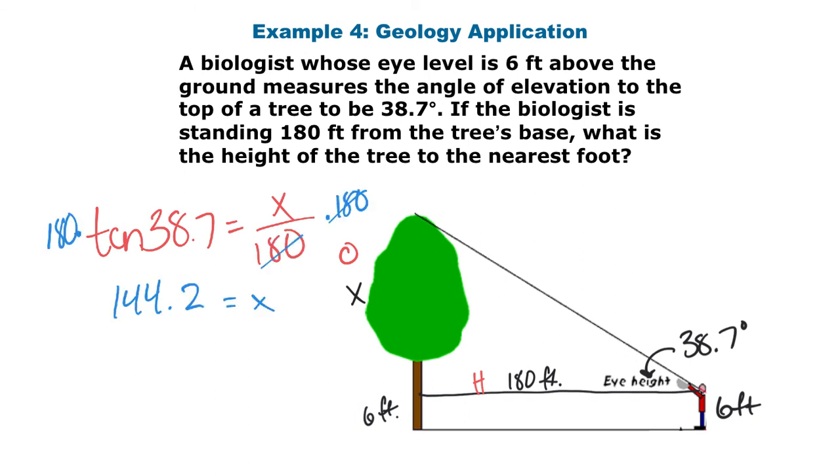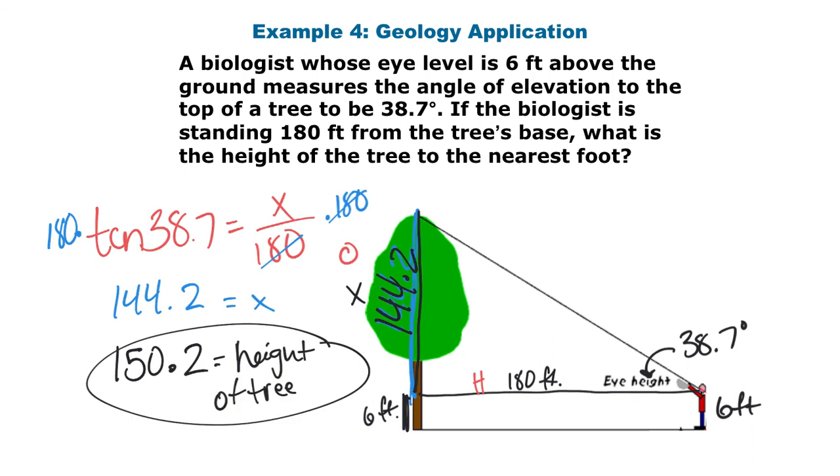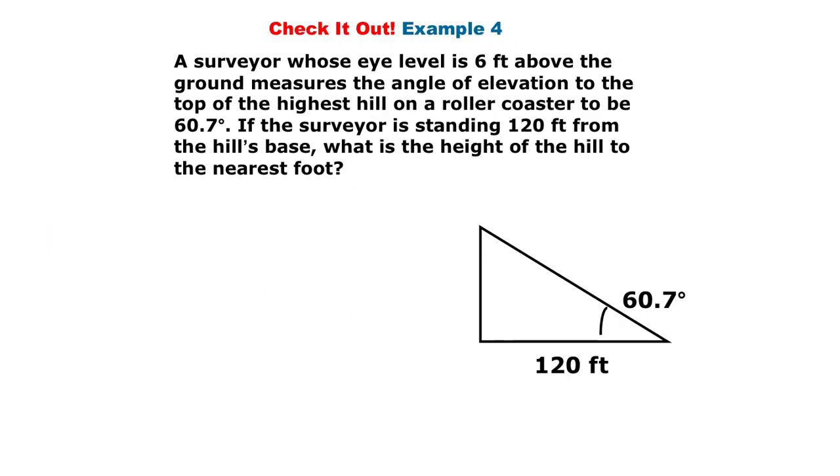So when I get x by itself, I got x to be 144.2. So that is this height right here, 144.2. But I know for the full height of the tree, I also need to add on this 6 feet. So I know that my total height is going to be 150.2. In these types of problems, a diagram is going to be very, very important to keep all this information straight. And here it helped us remember to add on that 6 feet, the height of the biologist.